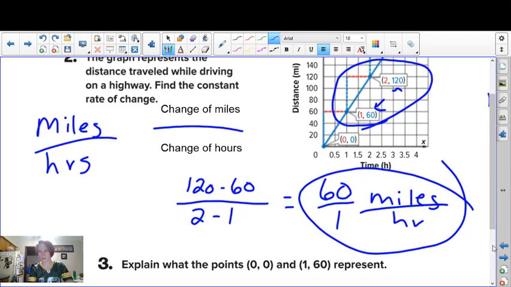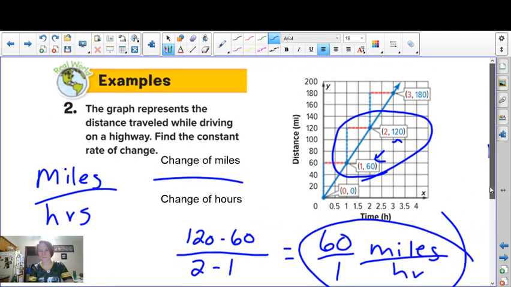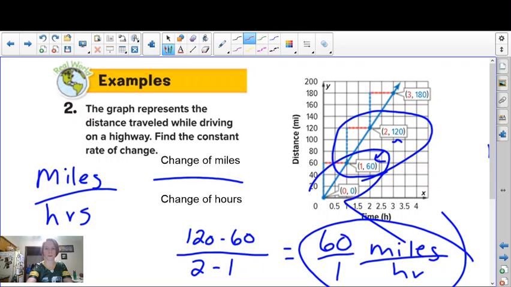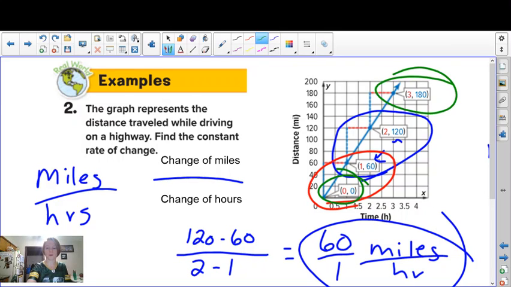If you notice, say I had chosen to pick the first 2 points, I changed to red. 0 to 1 increases 1, so I increased 1 hour. 0 to 60 increases 60 miles, so 60 miles in 1 hour. I could have also decided to use the last one and the first one, or the last one and this one. It doesn't matter. I could have picked any 2 key points, as long as I talk about the change in the miles divided by the change in the hours.